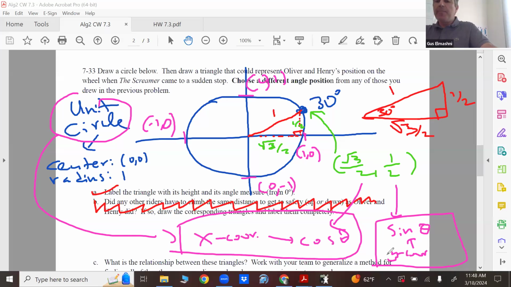So for example, if I want to find the sine of 60 degrees, I just look at the y coordinate, or what's the height that you have to go up.